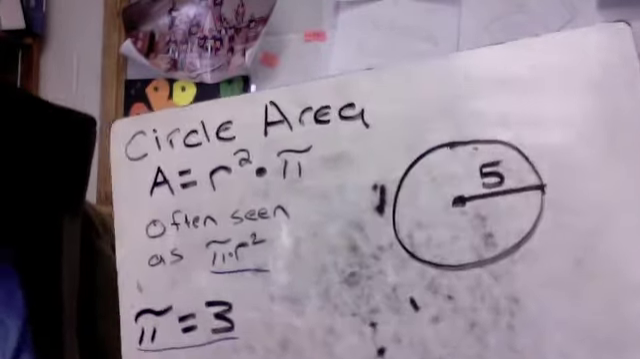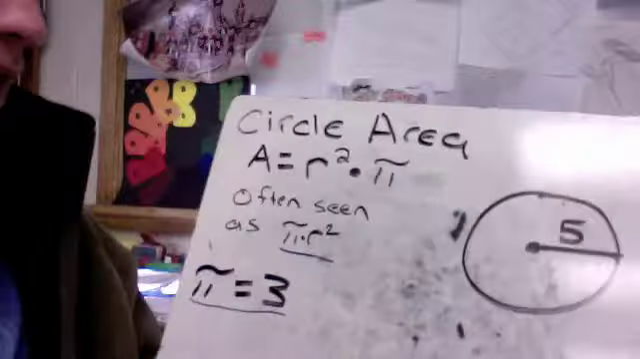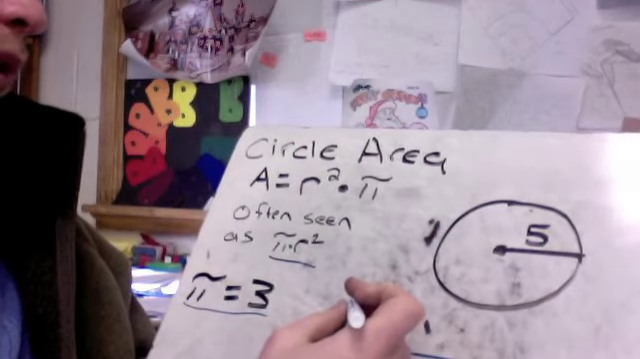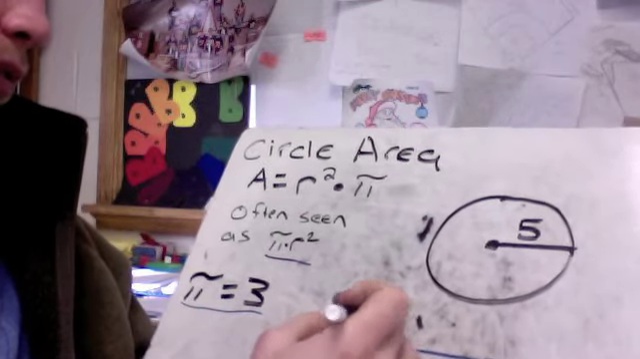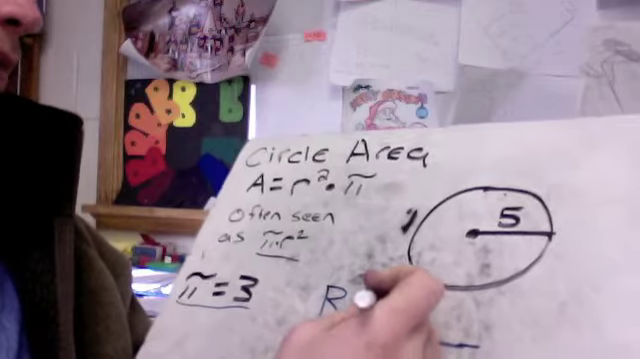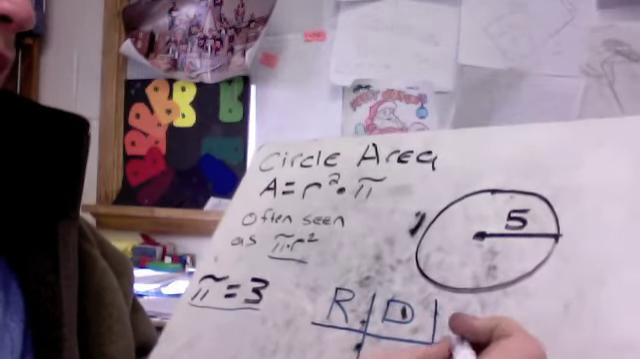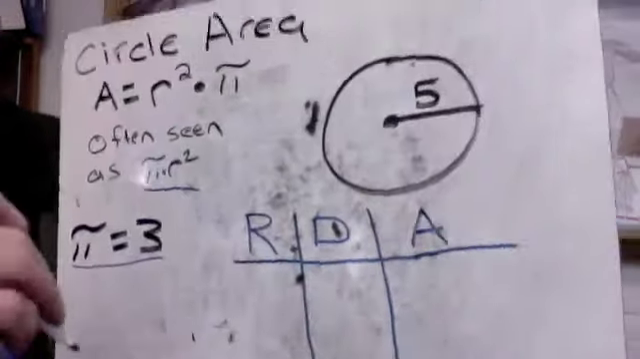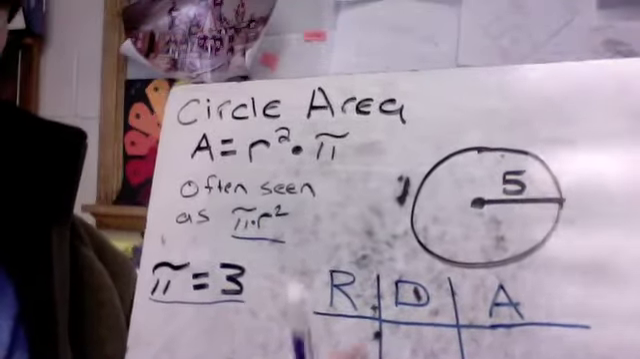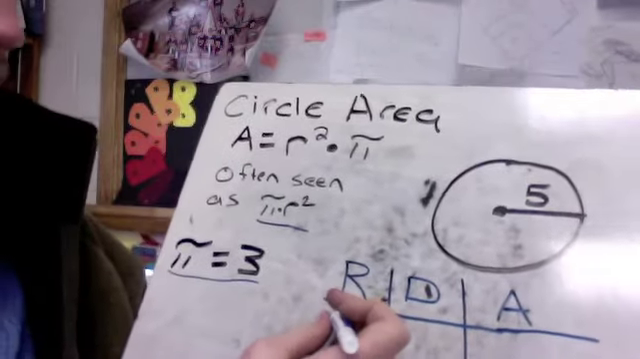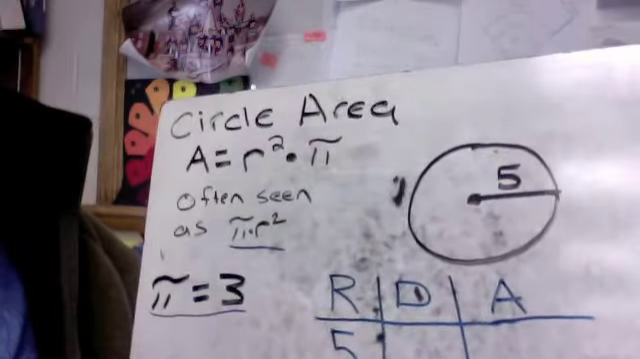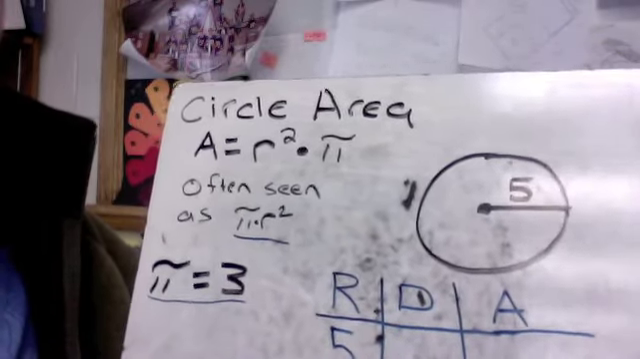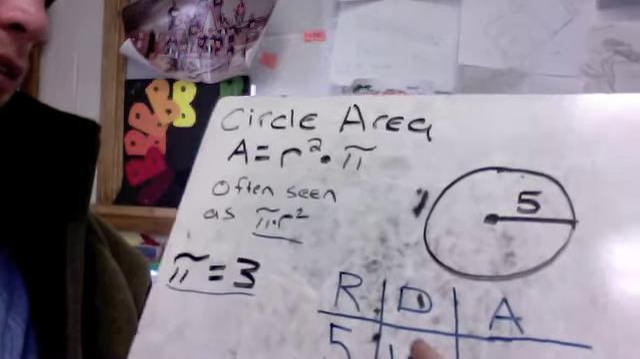What I like to do here, just like with the circumference ones, I like to make a little chart. I think it helps out a lot, where we do radius, diameter, and area, since we're focusing on area here. Okay, so this very first one, we have a radius of 5. Halfway across the circle is 5, so I'll put that right there. Now, we really don't need the diameter to find the area of a circle, but it's always nice to know that if the radius is 5, the diameter is 10, because it's all the way across.